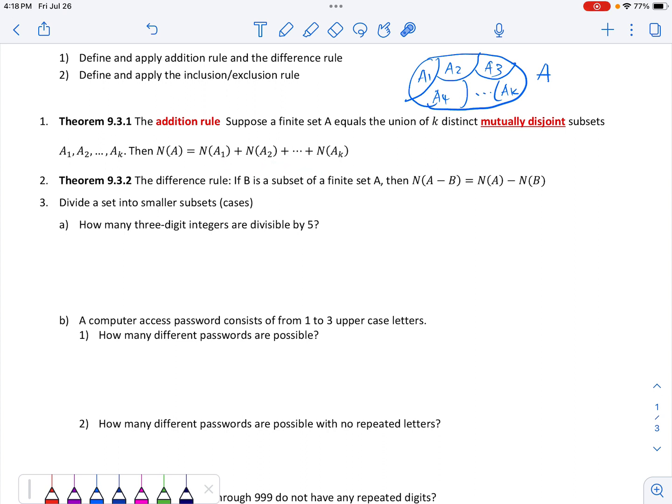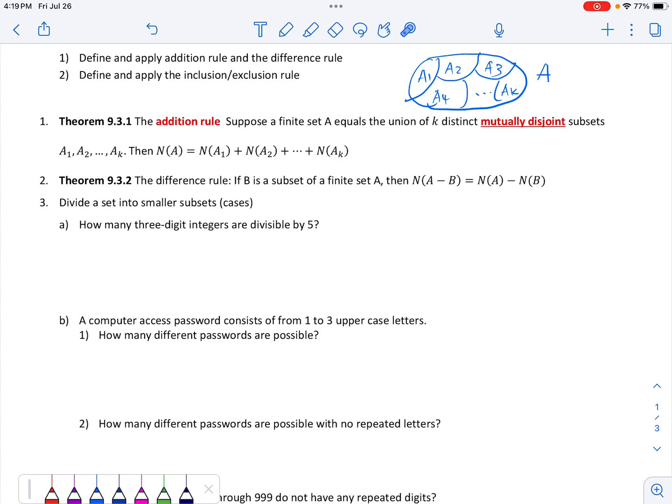Because they are mutually disjoint, they have nothing in common, so you won't be double counting. And you won't miss any counting because they union to A. The proof of this theorem is quite doable with mathematical induction. So I would like to challenge you to give it a try and try to prove this rule.